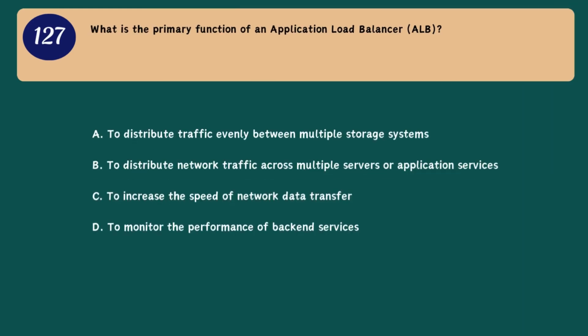Question 127. What is the primary function of an application load balancer? A. To distribute traffic evenly between multiple storage systems. B. To distribute network traffic across multiple servers or application services. C. To increase the speed of network data transfer. D. To monitor the performance of back-end services.